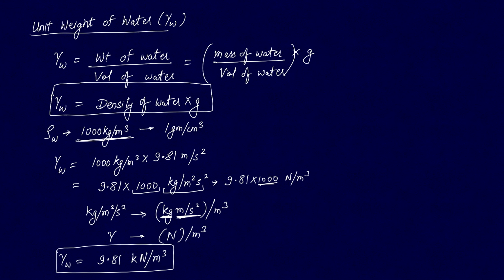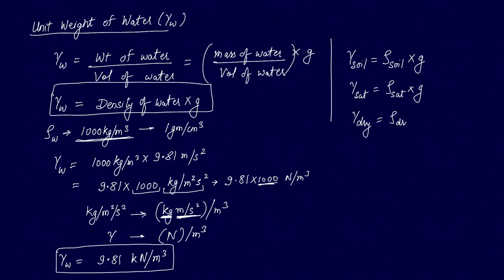Fine. In the same way, gamma of a soil is nothing but the density of the soil into g. In the same way, gamma saturated is the density in the saturated form into g. In the same way, gamma dry will be rho dry into g. So the same relation exists not only in fluid mechanics but also in soil mechanics or geotechnical engineering. So that's all about the unit weight of soil, and here we have completed this lecture.